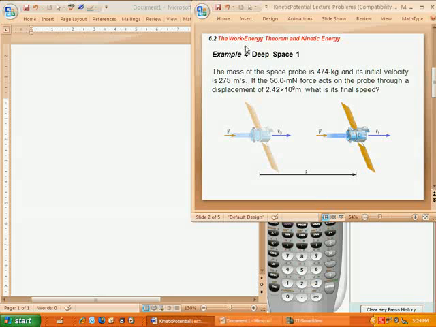Alright, in this problem we're going to look at the work energy theorem and kinetic energy. This is a problem about a spacecraft with an ion engine. Okay, it doesn't say that in the problem, but this is an ion engine.